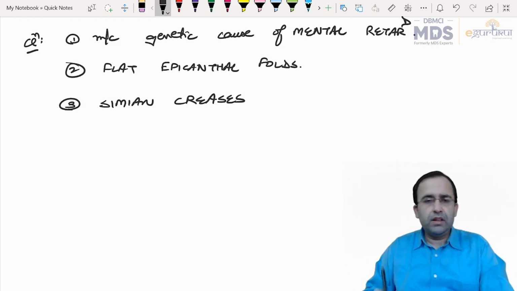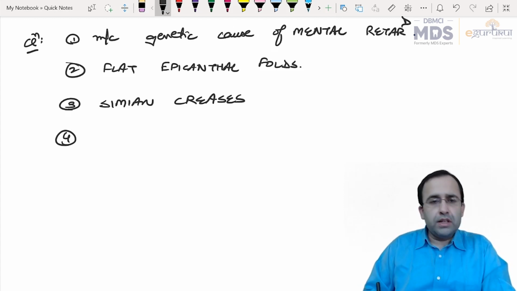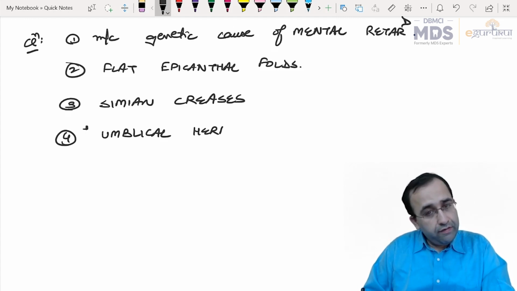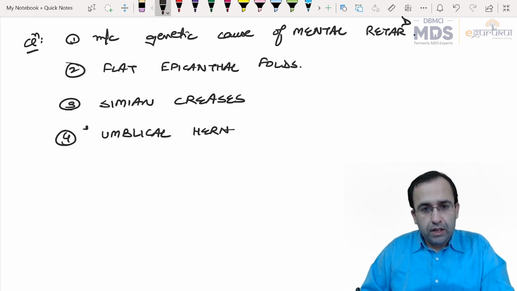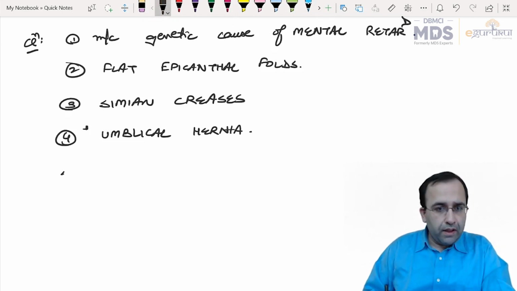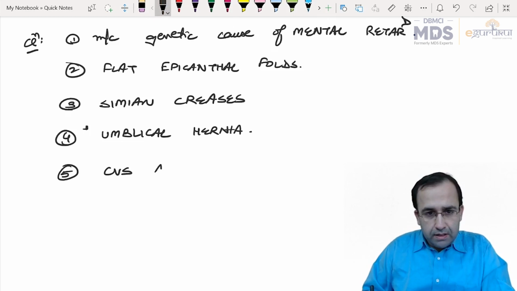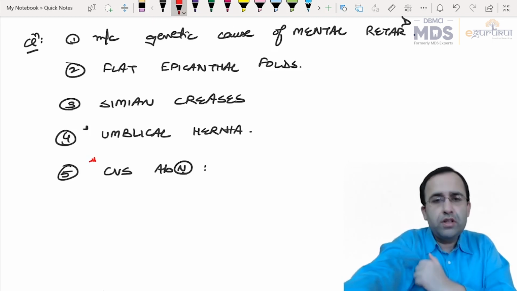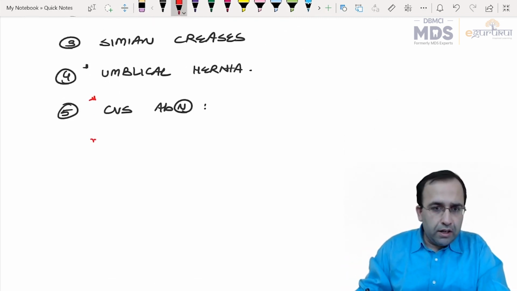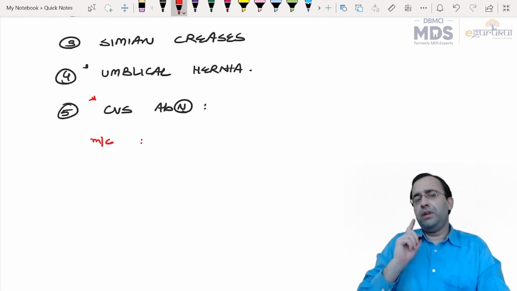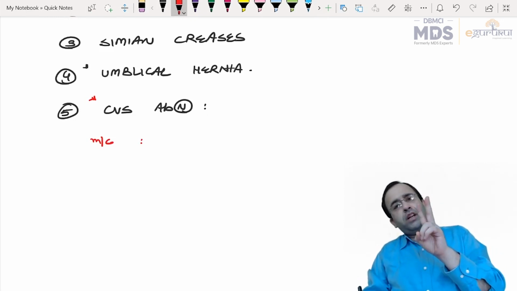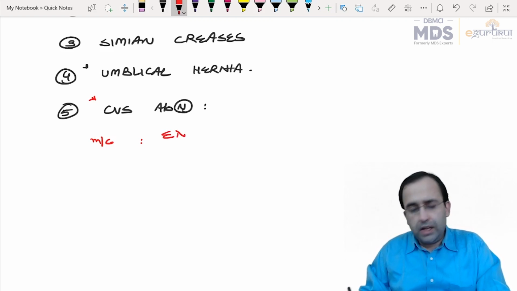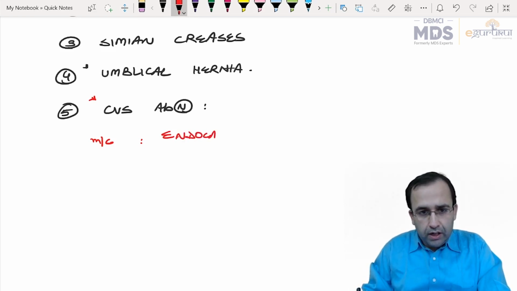Simian creases. Coming to the more important points, put a star. It is associated with umbilical hernia. Very, very important, it is asked. It is also associated with congenital CVS abnormalities. So first question, which is the most common CVS abnormality in Downs? Endocardial cushion defect, ventricular septal defect, atrial septal defect, which one? The most common CVS abnormality in Downs is endocardial cushion defects.